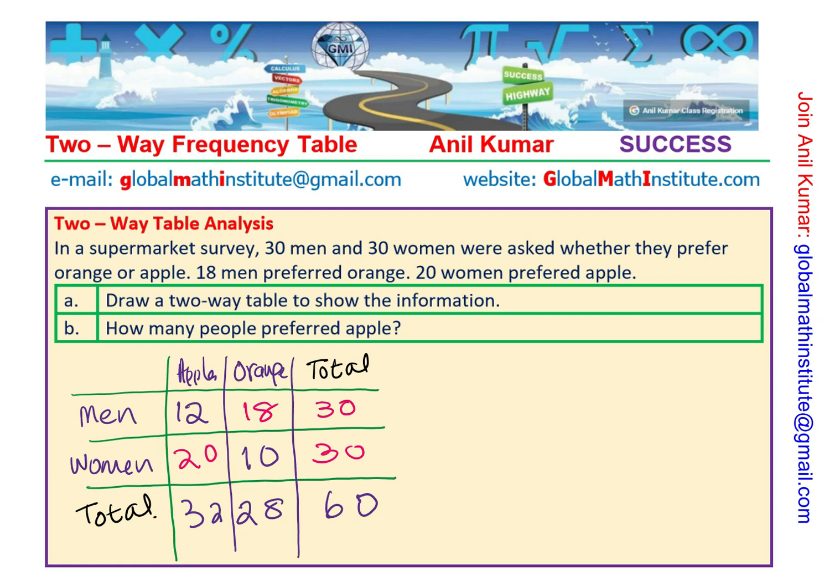Perfect. Now, we've done the first part, which is to draw a two-way table to show the information. Part B: how many people preferred apples? Great. So we can go to the column for apples and find the total. So the number of people will be 32, right? So we get our answer here, and that is 32. You can write in a statement: 32 people preferred apples. Perfect. So that's a very simple approach to make or draw two-way tables or two-way frequency tables.